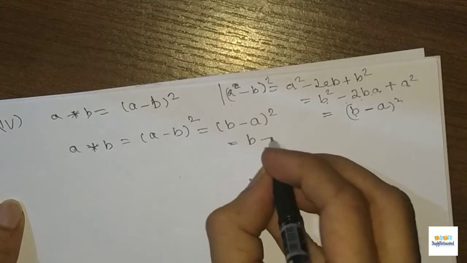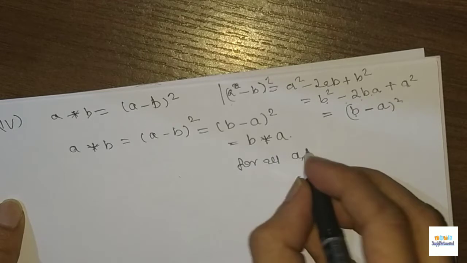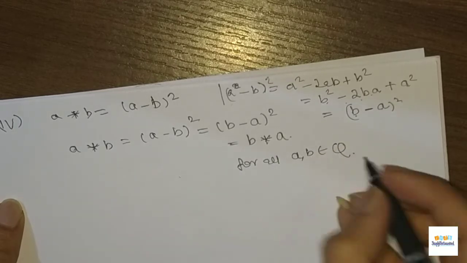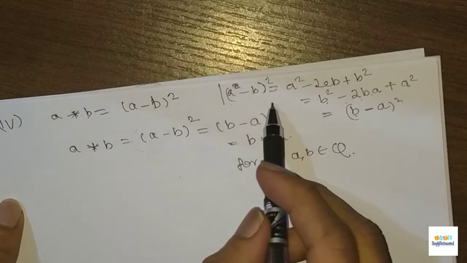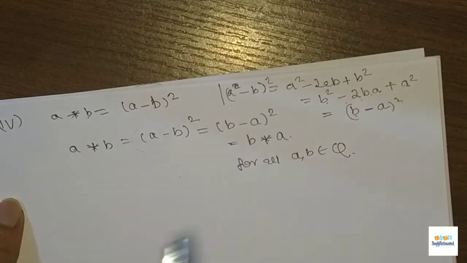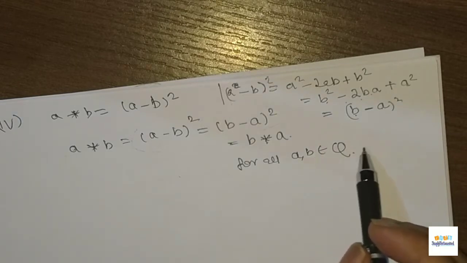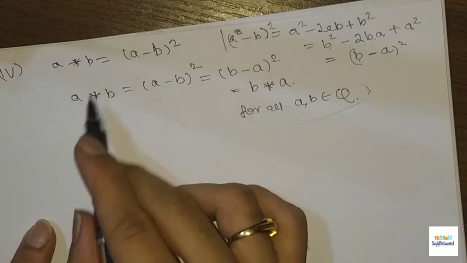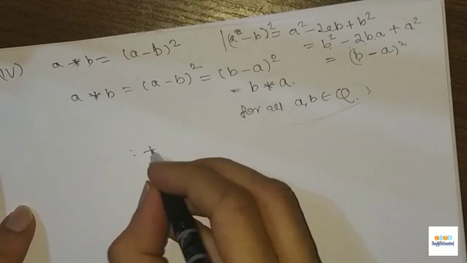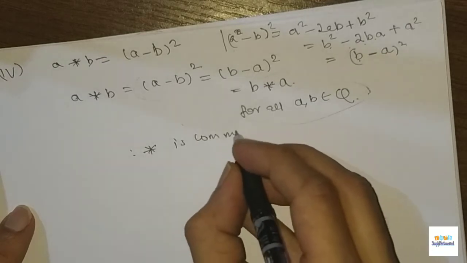Now this is b star a. And this is true for all a, b belonging to the rational numbers, because this is true for all real numbers. Rational numbers are also real numbers, so it will be true for rational numbers too. So you get a star b equal to b star a. Therefore star is commutative.